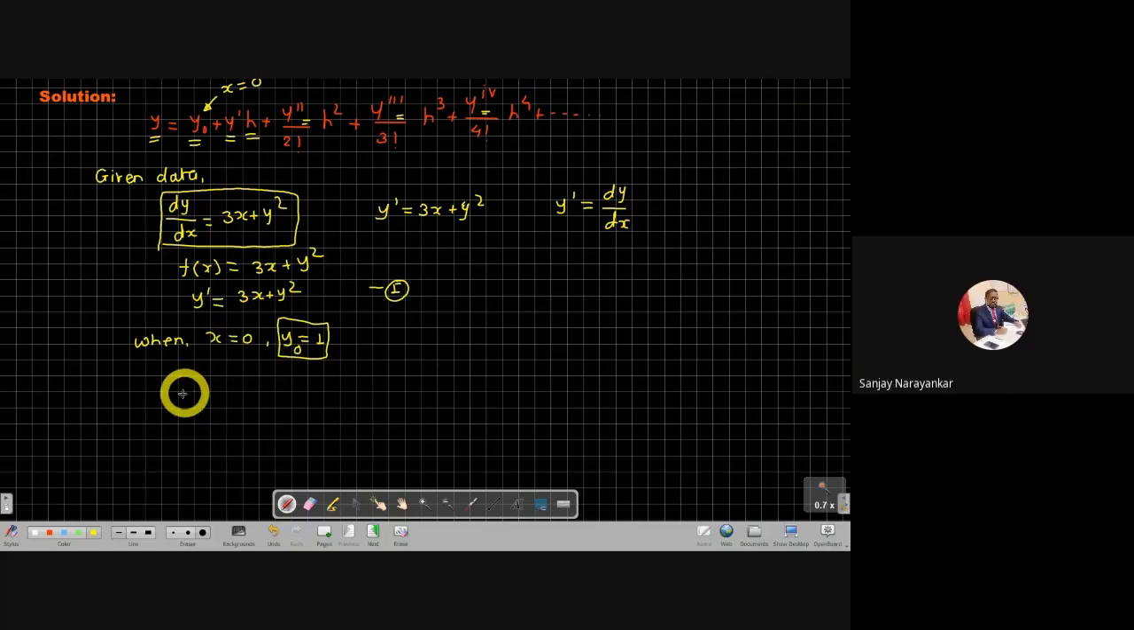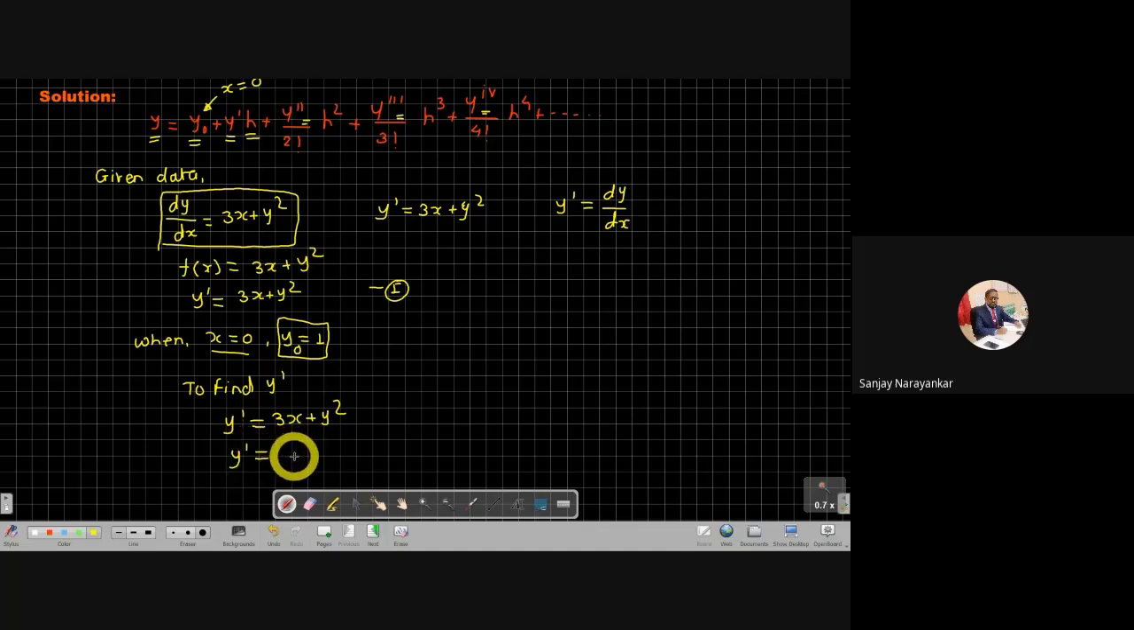Okay. What do I have to do now? We have to find all these values. Y0 we got. Is this understood? We got this value from the series. So y dash we have to find out. To find y dash, we already have an equation: y dash is equal to 3x plus y square. We also have the values of x and y, so we can substitute in this equation and we'll get y dash.